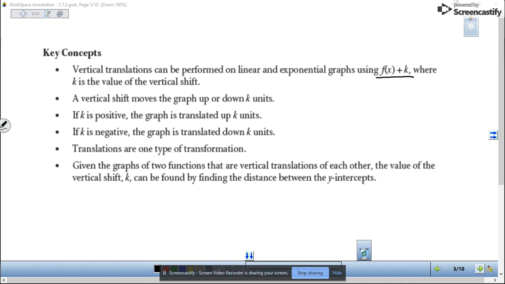Translations are only one type of transformation, so make sure you nail this one down because we're going to add to it eventually. Given the graphs of two functions that are vertical translations of each other, the value of the vertical shift k can be found by finding the distance between the y-intercepts. So that's going to be important. If it's just a vertical shift, you can simply subtract the y-intercepts to figure out what change was made. All right, so let's get to some examples.